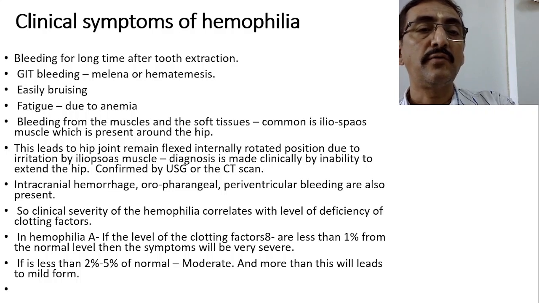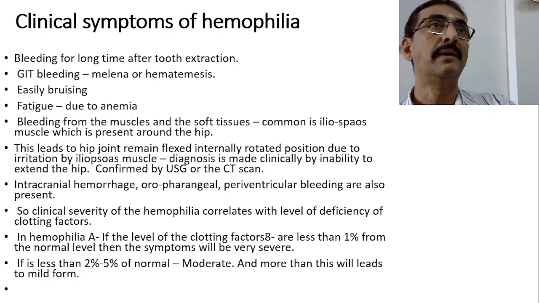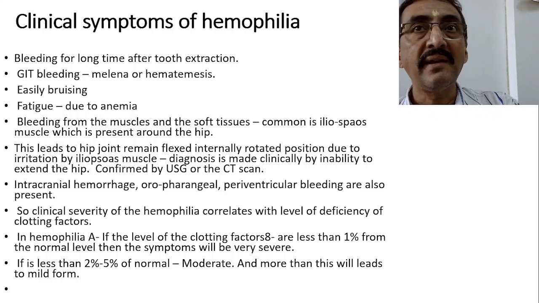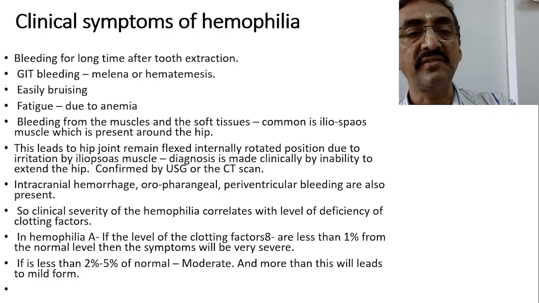Usually bleeding may also take place in the muscles and soft tissues in the hip area. The most common area is the iliopsoas muscle area. So when there is bleeding around the iliopsoas muscle, because of the irritation, the hip joint remains flexed and internally rotated. So that makes it difficult for the person to extend the hip. He is not able to extend the hip, so he will be either in the sitting position only or in the sleeping position only. This is confirmed by USG and CT scan.